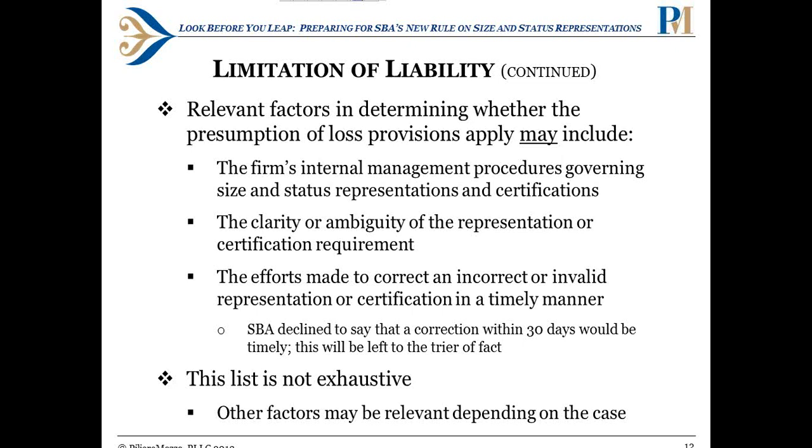So we don't have any bright line rule. We're not going to be able to tell you if you catch it and fix it within X amount of days, you're going to be okay. It's going to be decided on a case-by-case basis and under a reasonableness test based on the circumstances. It's important to point out that this list of items from the rule, the relevant factors that may be considered, is not exhaustive. So if there are other things that apply in your situation that go to showing you acted in good faith or that it was an unintentional error, etc., they should be considered.